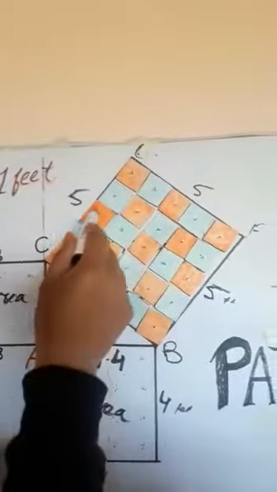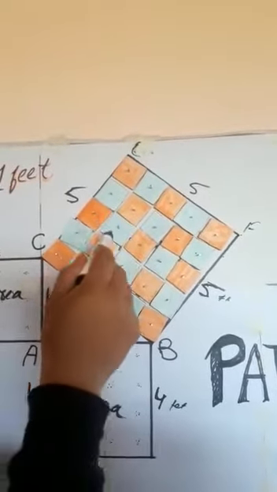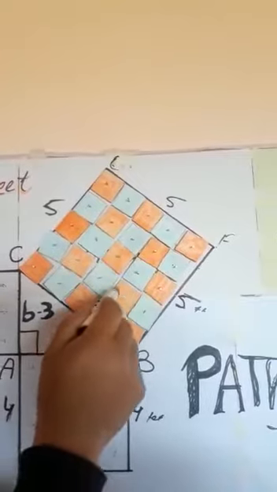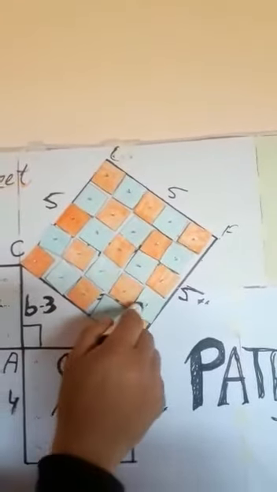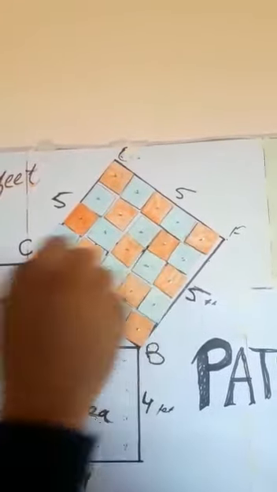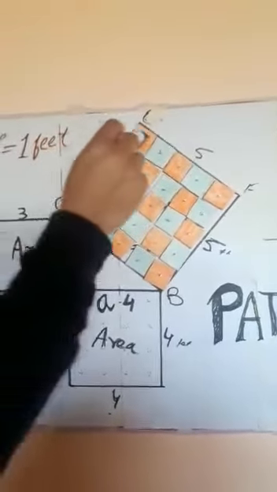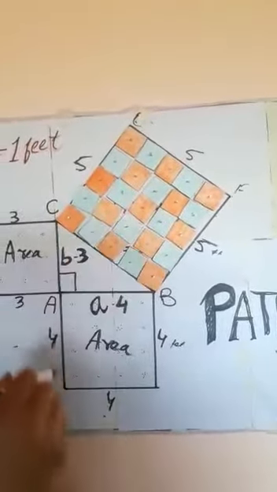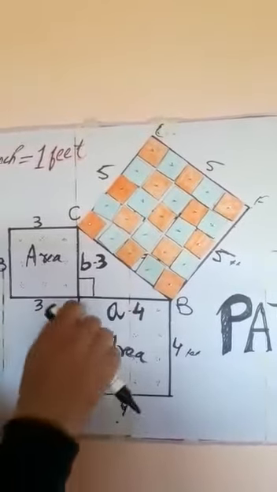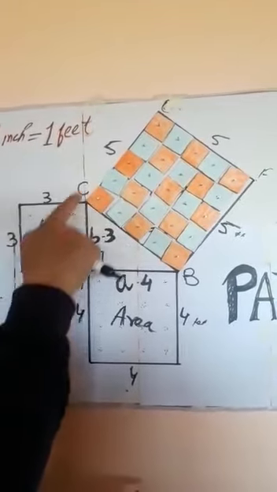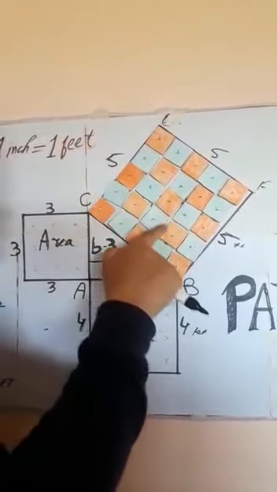Okay, let me count. 1, 2, 3, 4, 5, 6, 7, 8, 9, 10, 11, 12, 13, 14, 15, 16, 17, 18, 19, 20, 21, 22, 23, 24, 25. That means 25 square feet have been adjusted in this square. It proves area of this square plus area of this square is equal to area of this square. Have you got it?